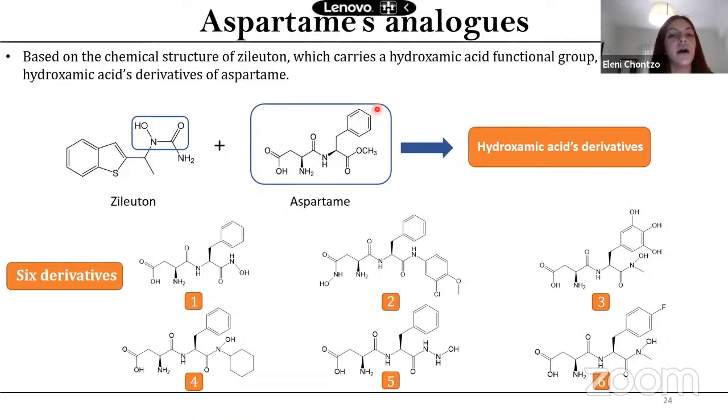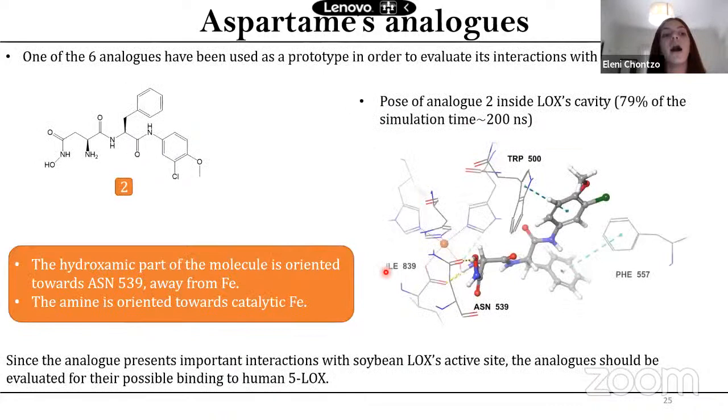So we decided to create hybrid molecules, something between zileuton, which is the commercially available inhibitor, and aspartame, which actually binds to the active site of LOX. So we created 6 hydroxamic derivatives that you can see below. These derivatives were firstly tested in soybean 5-LOX, and we could conclude that they adopted a very similar conformation with aspartame in the active site.